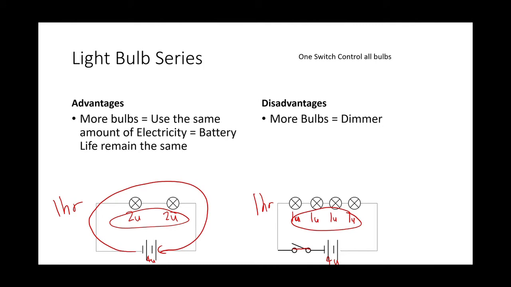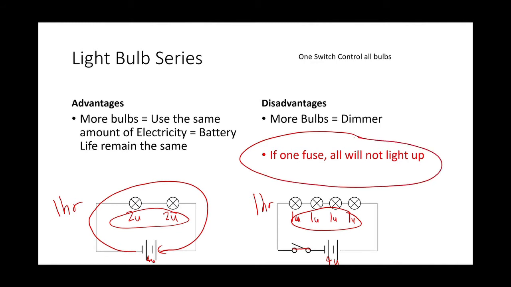The disadvantage is what you have seen just now. When I connect more bulbs, they share, and when they share, each bulb will become dimmer. That's the disadvantage. Okay, the other one that's very important is this. This is often what your teacher, or the paper setter for the exam, is looking for. This is the answer they are usually looking for.